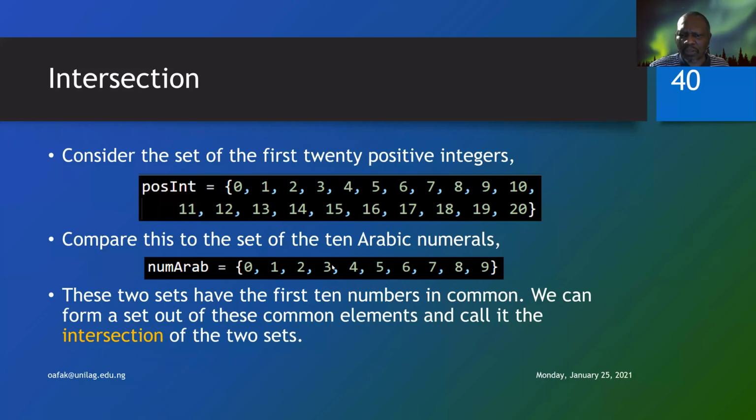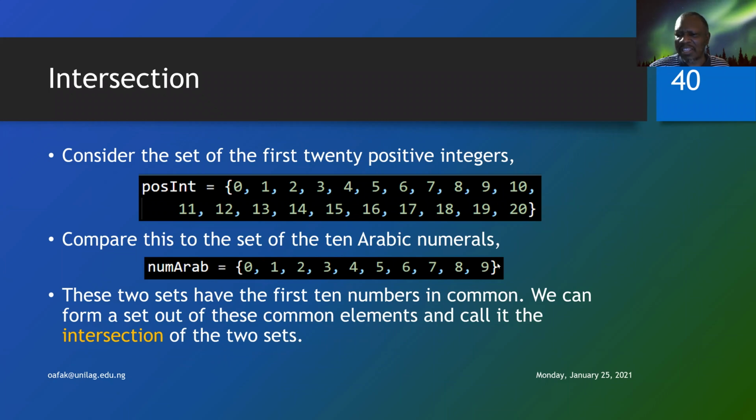2, 3, 4, 5, 6, 7, 8, 9 are common between the two sets. So that constitutes the intersection. It turns out in this case that the intersection coincides with one of the sets. When the intersection coincides with one of the sets, then it means that that set is a subset of the other one. Otherwise, the intersection will not coincide. So the intersection does not always coincide.